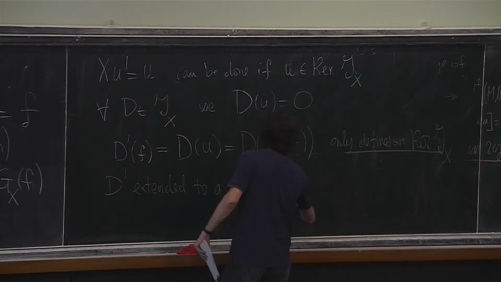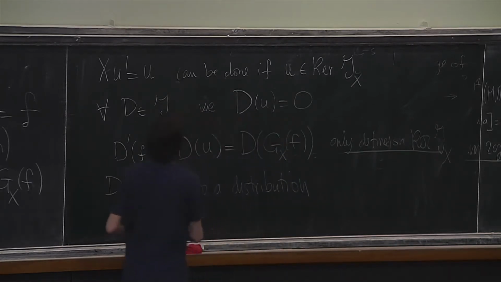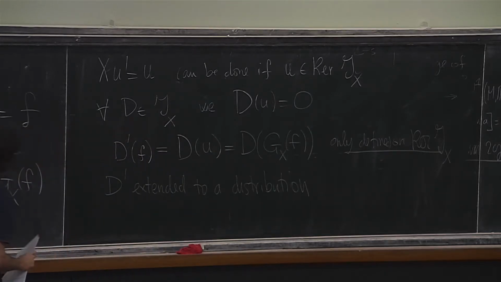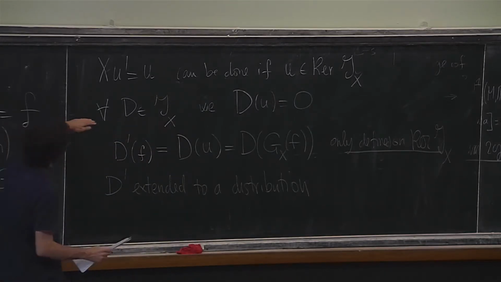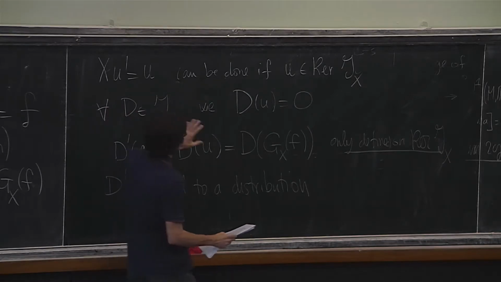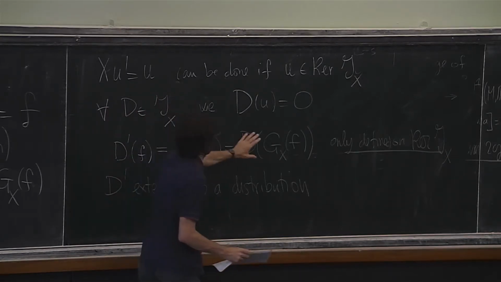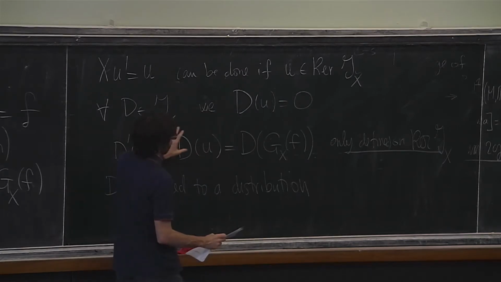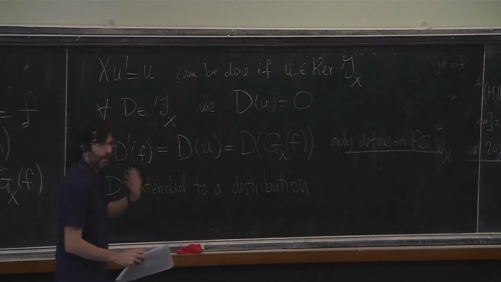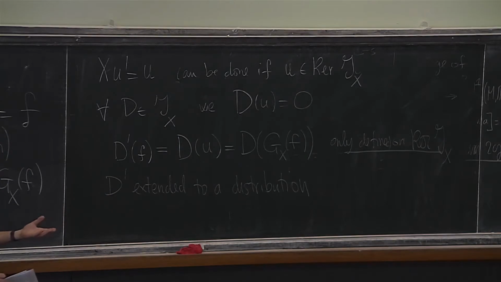Okay, so for every d, we have a d prime, and now we know that we need to solve this condition d prime f equal to 0, because d prime f equal to 0 is the same thing as du equal to 0, and so we can solve it twice. Now, this is not very satisfactory.